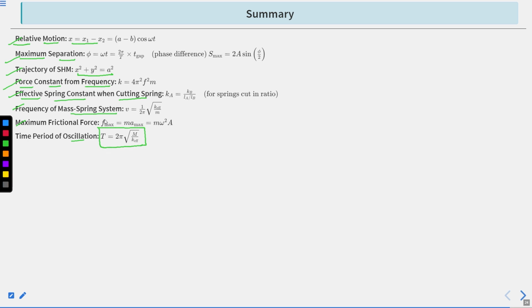Using these formulas, we solved the questions of today's lecture. These are the main formulas: relative motion, maximum separation, trajectory of SHM, force constant from frequency, effective spring constant when cutting a spring, frequency of a mass spring system, maximum frictional force, and time period of oscillation. These are the important formulas.